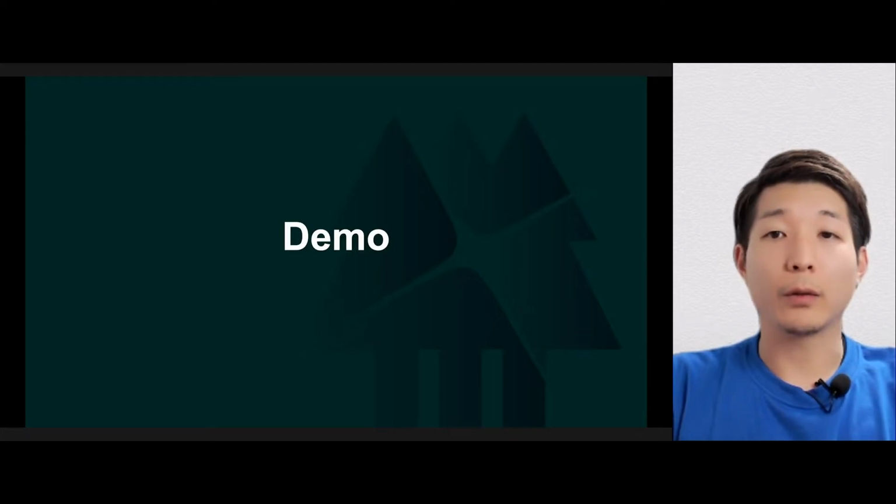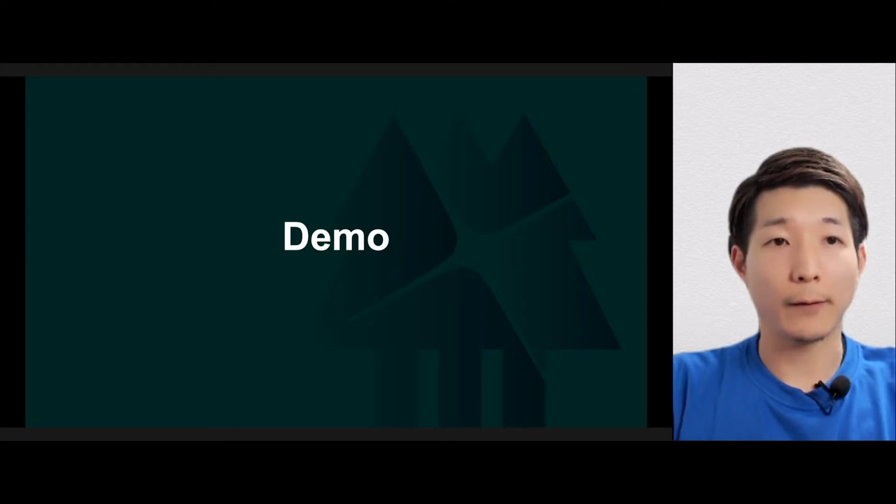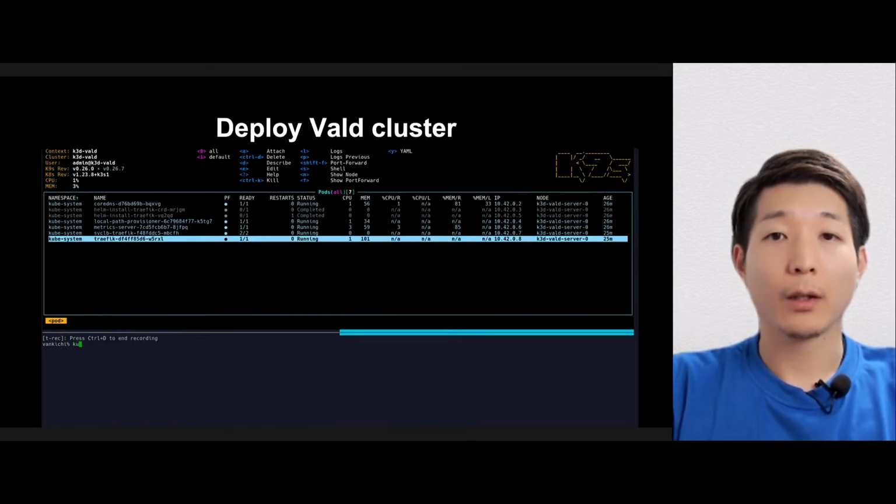Now, I'd like to move on to the Vald cluster deployment and the similar image-based search using Chive. If you have more interest, that's also available on GitHub. So let's deploy this.